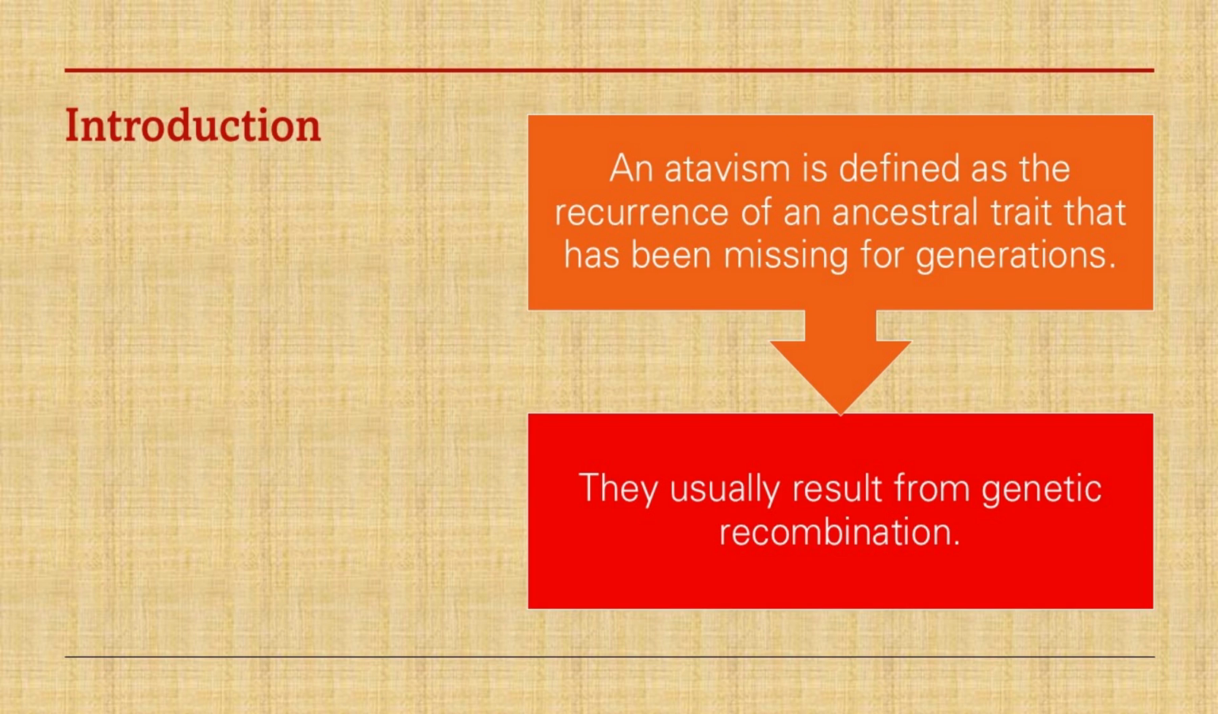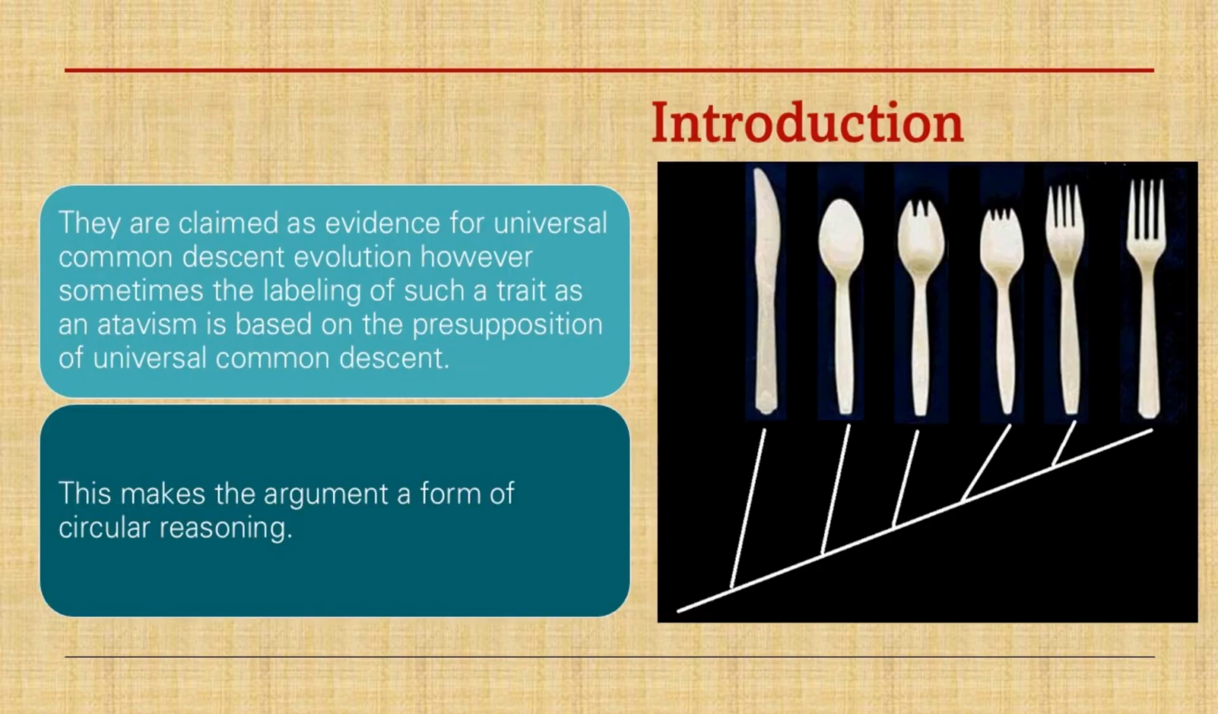An atavism is defined as a recurrence of an ancestral trait that has been missing for generations. They usually result from genetic recombination. They are claimed as evidence for universal common descent evolution. However, sometimes the labeling of such a trait as an atavism is based on the presupposition of universal common descent. This makes the argument a form of circular reasoning.